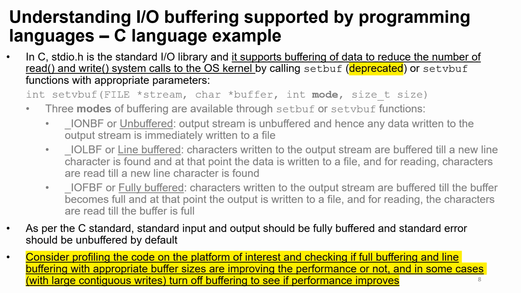Now that we have understood the concept of buffering, let's delve deeper into this concept in the context of the C programming language. In C, stdio.h is the standard IO library, and it supports buffering of data to reduce the number of read and write system calls to the operating system kernel by calling setbuf or setvbuf functions with appropriate parameters. Please note that the setbuf function is deprecated, and going forward, you might want to consider using the setvbuf function.